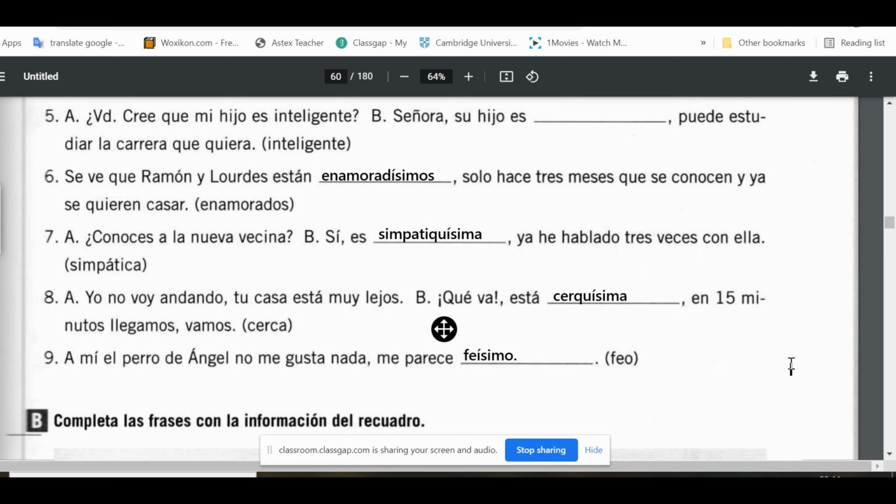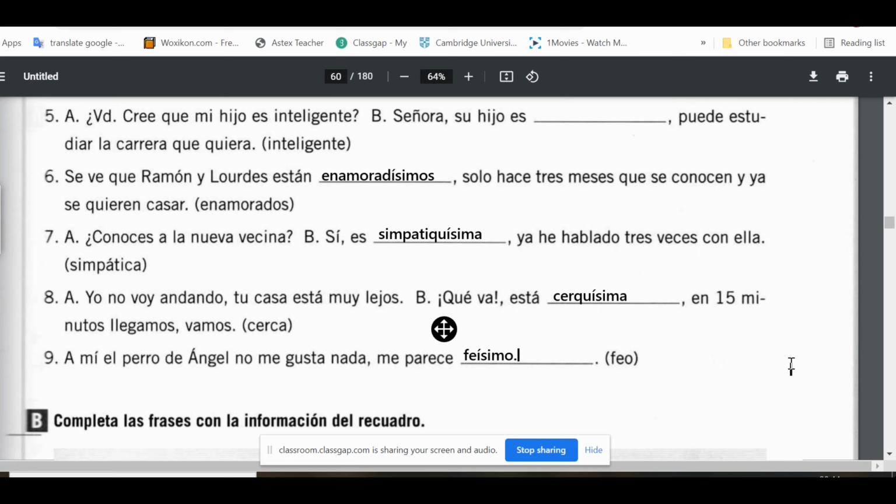Cheap? Cheap. Barato. Okay. So it will be barísimo then, but no barísimo. Baratísimo. Okay, barato. Only the last letter will be dropped. So, okay. Baratísimo.